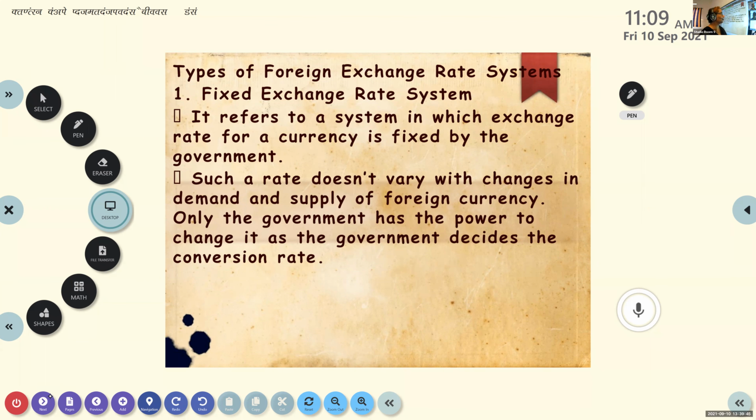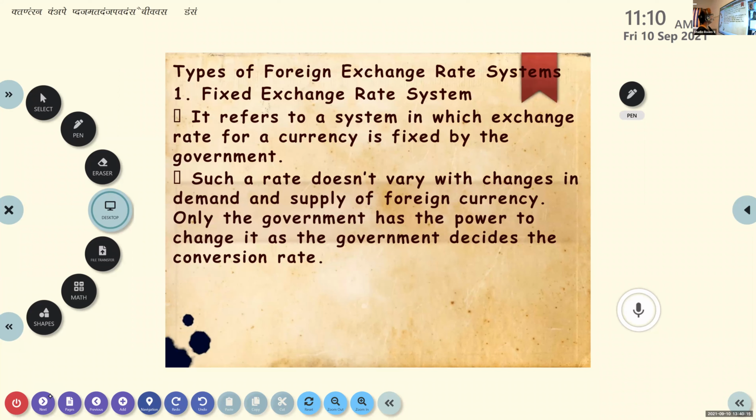For example, in China the exchange rate is fixed by the government, but it is not fixed forever. If the government wants, it can change it whenever there is a high demand. Whenever the rates are very high, the government can reduce it. Like that, according to the need, they can change this particular exchange rate, that is the fixed exchange rate.